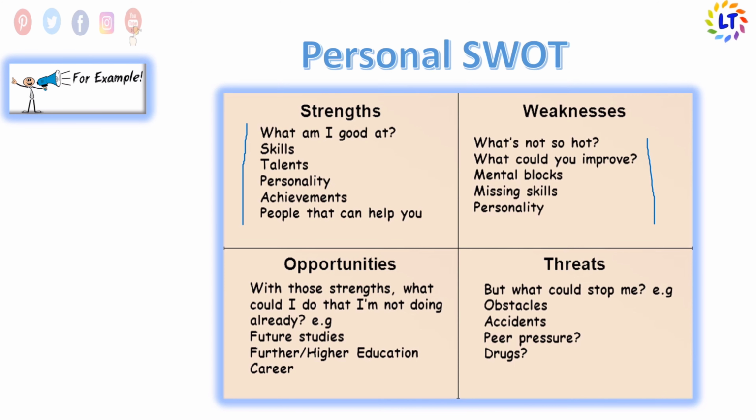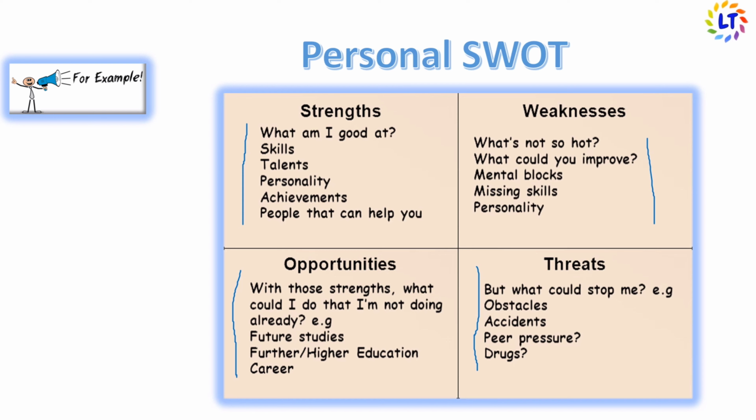Next, look for opportunities, like with those strengths, what can I do which I'm not doing already? For example, doing higher education or a certified course. Next, find threats: what is stopping you from becoming the best version of you? Like peer pressure or bad habits, and try to convert your threat into opportunities.